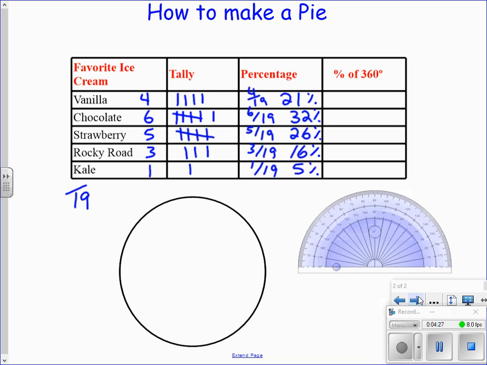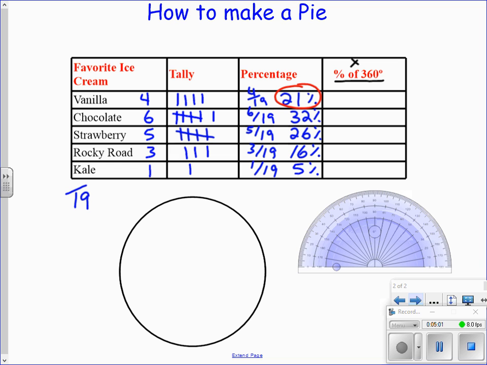Now we need to take those percentages and apply them to a 360-degree circle or a 360-degree pie chart. So we're going to take 21% as a decimal, 0.21, times 360. Remember, of means multiplication. Anytime you see of, that means you're going to be multiplying it. So we're going to multiply 21% of 360 degrees. So 0.21 times 360 degrees.